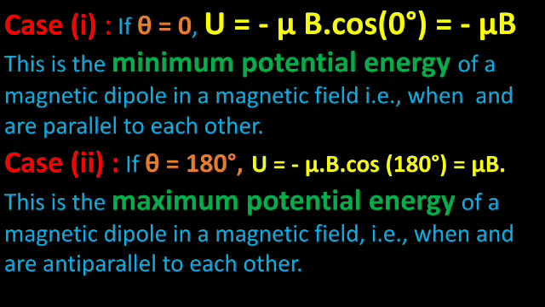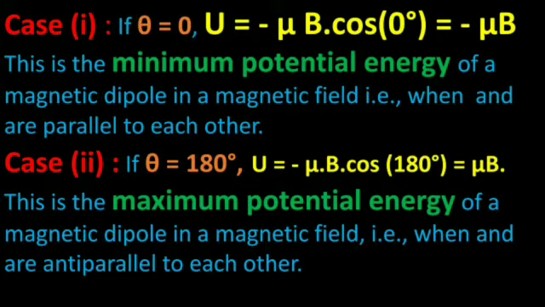So finally cos 0 is 1. So we will have minus mu b. Now as the minus sign is with us, that means this is the minimum potential energy of a magnetic dipole in a magnetic field. That is when they are parallel to each other. Now how parallel to each other? See, the angle between them is 0. So we can conclude that when they are parallel to each other, we will get the minimum energy.